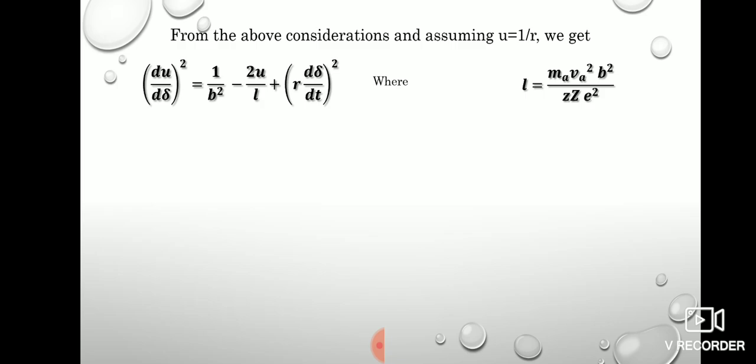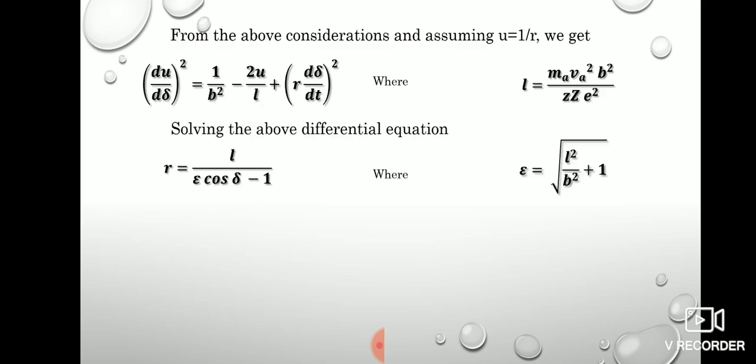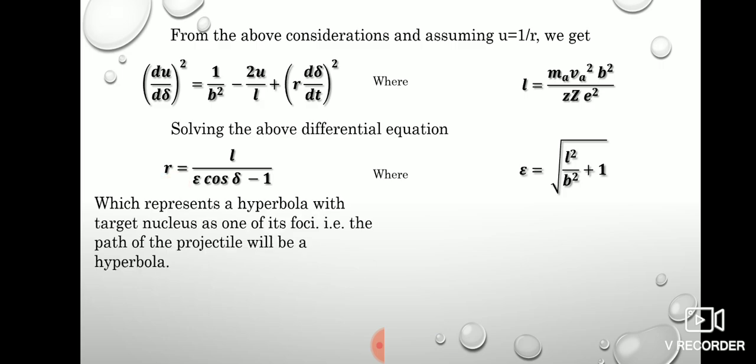Solving this differential equation, I can calculate the value of r, which is the distance. r is equal to l by epsilon cos delta minus 1, where epsilon is the root of l square by b square plus 1. So this is a familiar equation for us, the equation for a hyperbola. This represents a hyperbola with the target nucleus as one of its foci. That is, the path of the projectile will be a hyperbola.